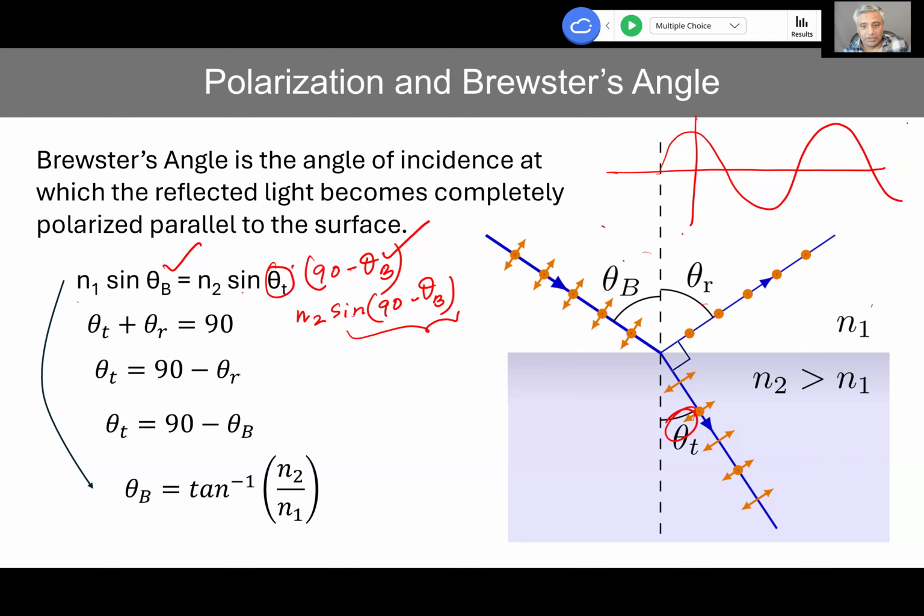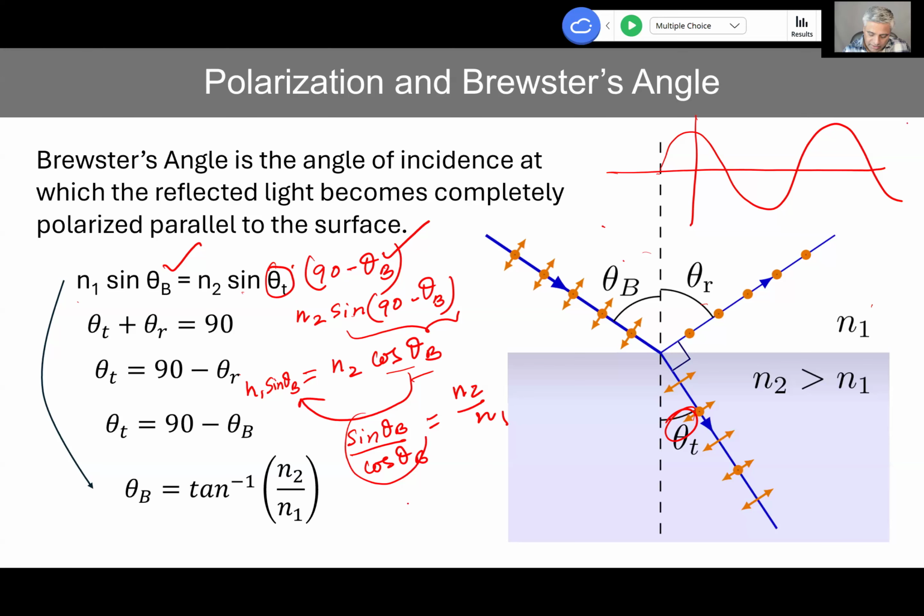Cosine can become sine, or sine can become cosine, when we shift the angle by 90°, and that's what we are doing. So that means it becomes n2 cosine theta b. So we have n1 sine theta b on this side and cosine theta b on that side. If I bring this on this side, it becomes sine theta b over cosine theta b, and that is equal to n2 over n1. And now this is tangent theta b.